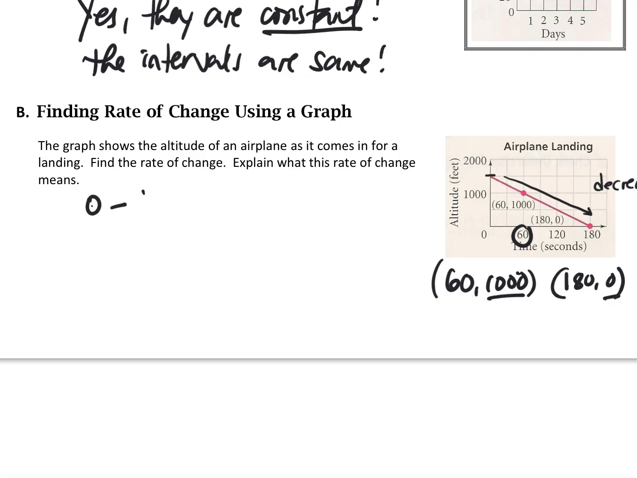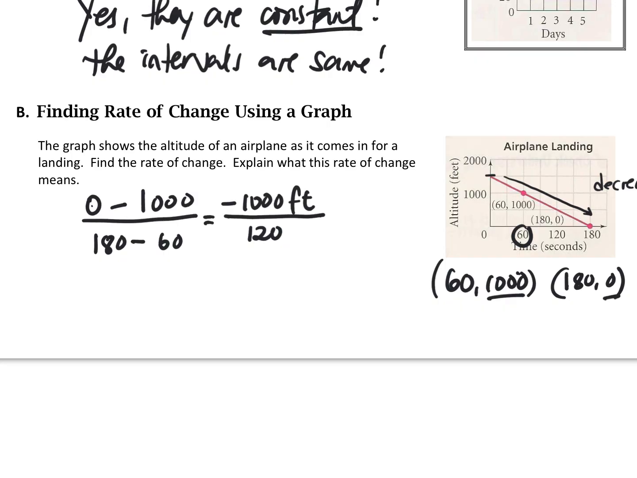That's going to be 0 minus 1000 all over 180 minus 60. Okay, so this is going to give you a negative 1000. That's actually the altitude in feet. So negative 1000 feet all over 180 minus 60 is going to give you 120. That is time in seconds. So continuing it, it's going to give you negative 100 over 12, which we can reduce to negative 25 feet over 3 seconds.